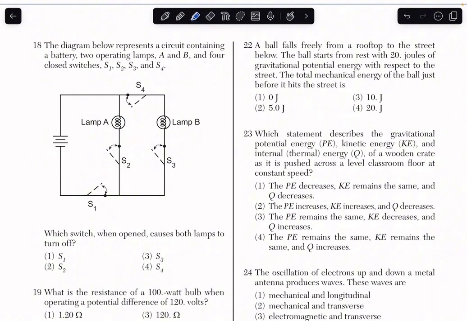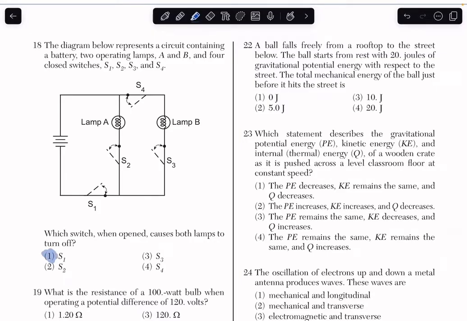18. The diagram below represents a circuit containing a battery, 2 operating lamps, A and B, and 4 closed switches, S1, S2, S3, and S4. Which switch, when opened, causes both lamps to turn off? So that's going to be switch 1.